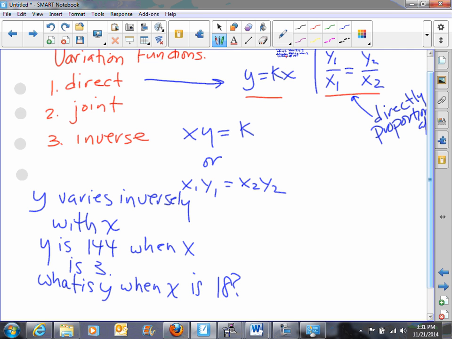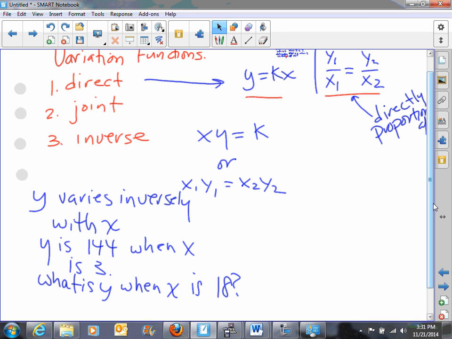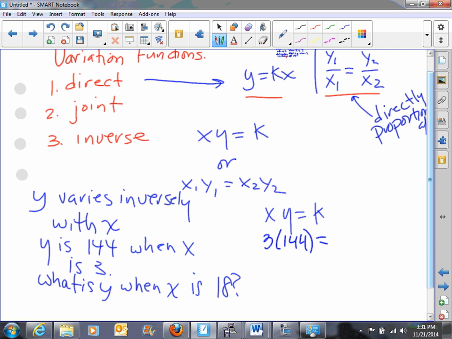Okay, now we're going to use this equation first, xy equals k. So the condition we have is xy equals k, and x is 3 when y is 144. So we get k is, ooh, what is that? There's a 2 and a 3 and a 4. 432 is equal to k. Okay, nice big number.